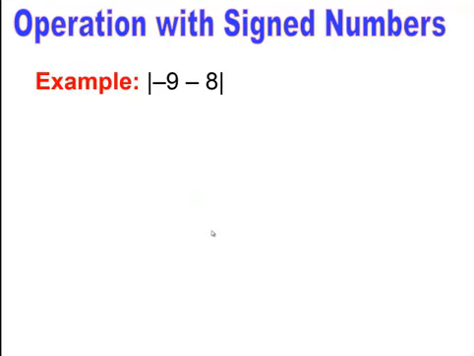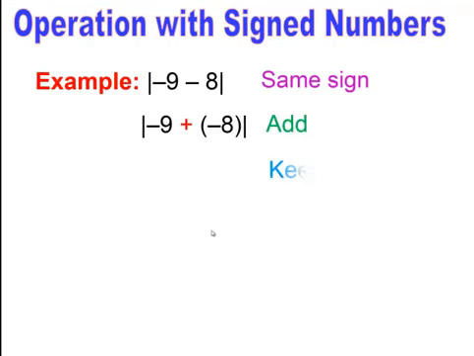So now I want you to notice here that I have the absolute value symbols, and then I have an operation going on inside the bars. Well, in order to take the absolute value, you have to get whatever's inside to be one number. So you notice that inside I have the same sign, which means I have to add the two numbers together and keep the sign. So I end up having 9 plus 8, and 9 plus 8 is 17, and it's a -17.